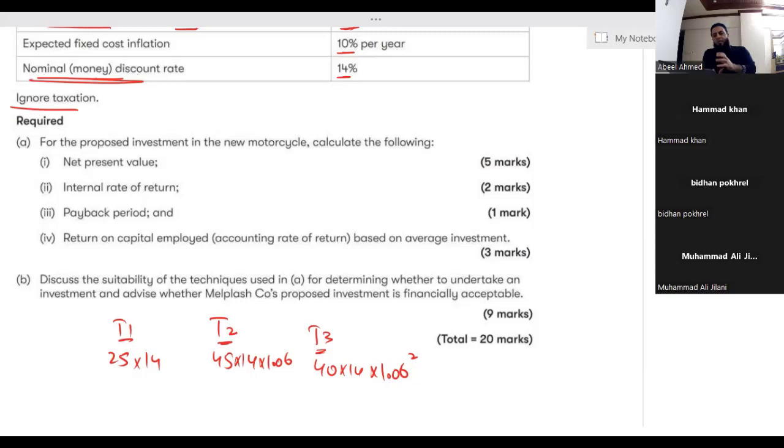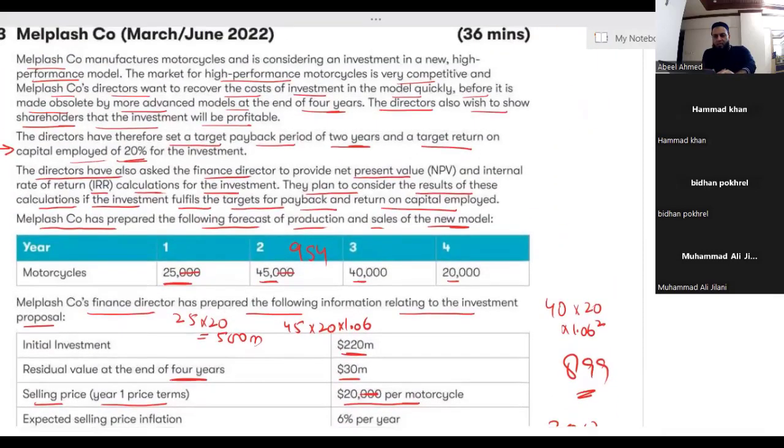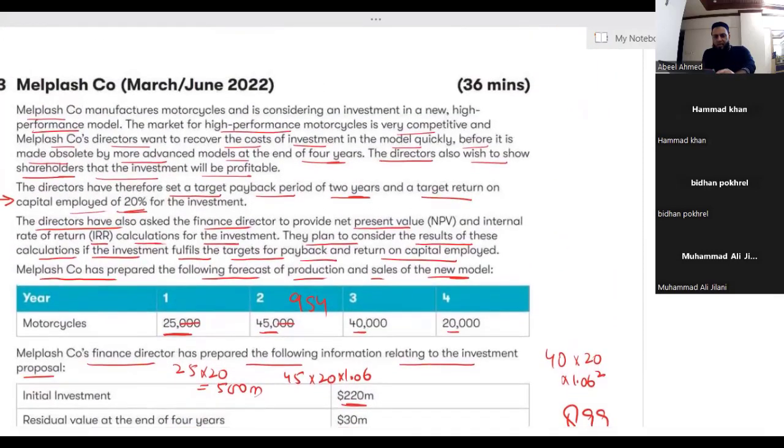So basically, if we make the decision on the basis of payback, the target is not met because they have a target of 2 years, and the project is giving a payback of 2.3 years. I think the ROC target is met. The target return on capital employed should be 20%, and I think the answer was 20.4%. So on the basis of ROC, the target is met. But it is advisable that they make the decision on the basis of NPV rather than any other technique.